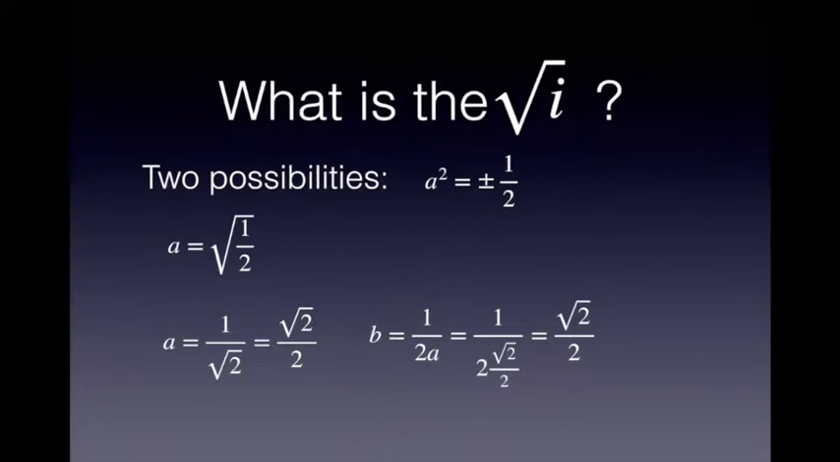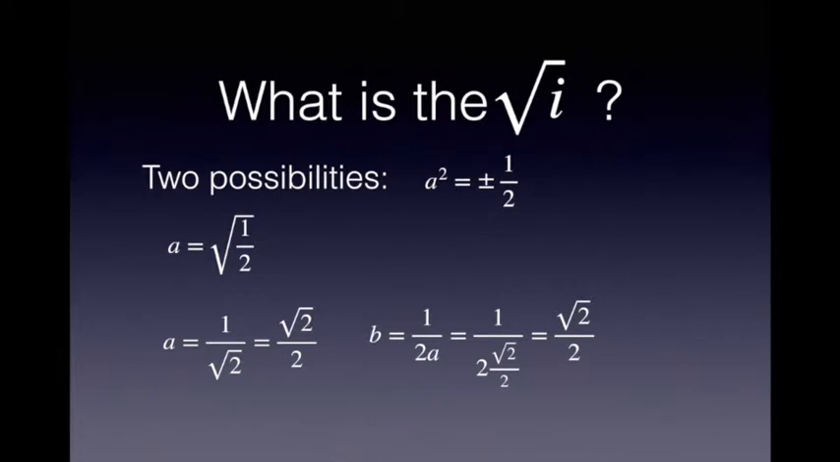So if a is equal to the positive square root of 1/2, well, the positive square root of 1/2, that's the square root of 1 divided by the square root of 2. And square root of 1 is just 1. So I get a equals 1 over the square root of 2. And 1 over the square root of 2, that's the same thing as square root of 2 over 2. That's called rationalizing the denominator. I just multiply the top and the bottom by square root of 2.